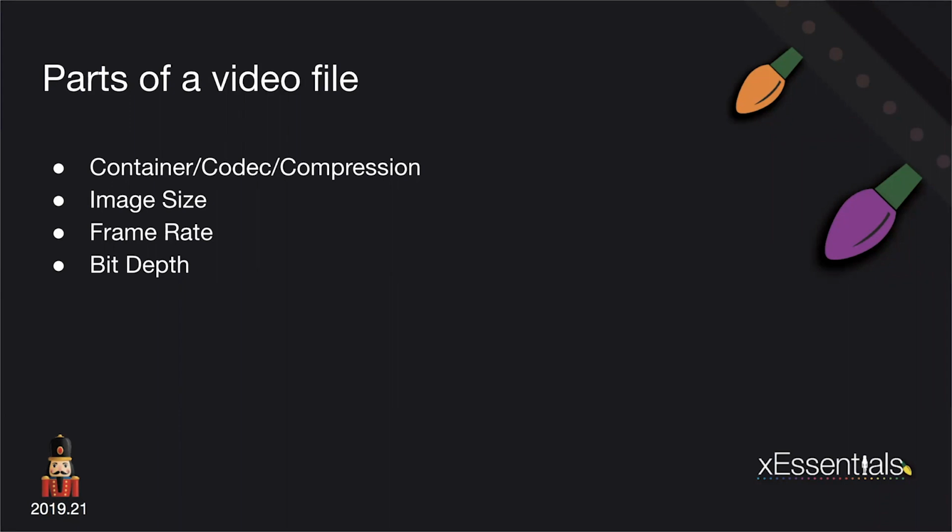These are different elements that are all ones and zeros that compress into the video file that you have. The parts of a video file are the container, the codec, and then the compression, which is the way that the video is compressed inside of the file. We'll also talk about the image size, frame rate, and bit depth. Why are these things important? Why do we even care about how video files are made?